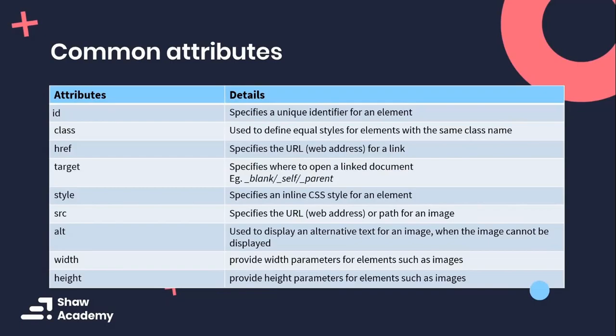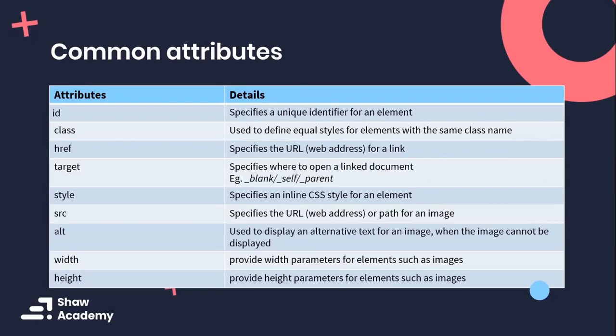Now, the style attribute is probably one of the most popular ones, and we use this attribute when we want to define inline styling within an HTML document. In the tutorial we'll be doing today, I'll show you exactly how the style attribute works. But the style attribute essentially allows you to manipulate various styling parameters of a single element.